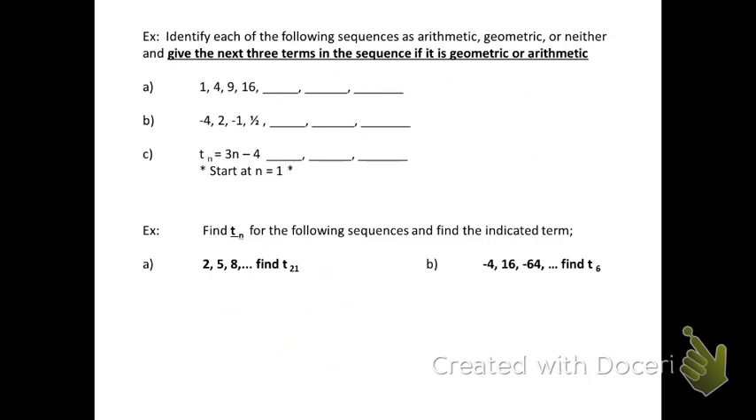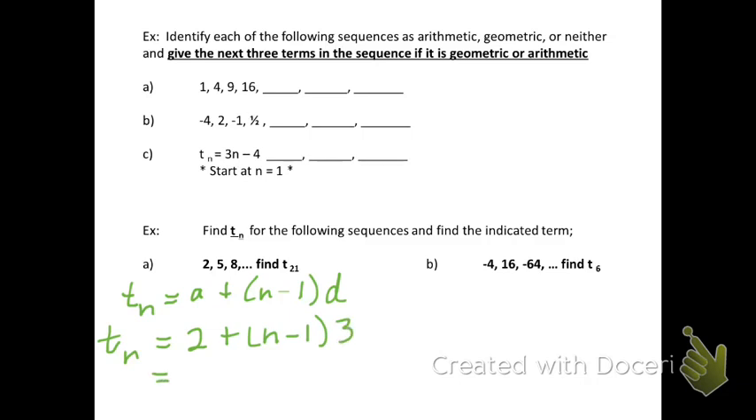So again, starting here, T of n is going to be equal to a plus n minus 1 d. So T of n, our general expression, is going to be 2, that's our starting value, plus n minus 1, and then the difference is 3, and we can simplify that. So we have 2 plus 3n minus 3, or just 3n minus 1, and then we can use that to solve for any term, including term 21. We can see that 3 times 21 would be 63 minus 1, which is 62, so that gives us the same result.